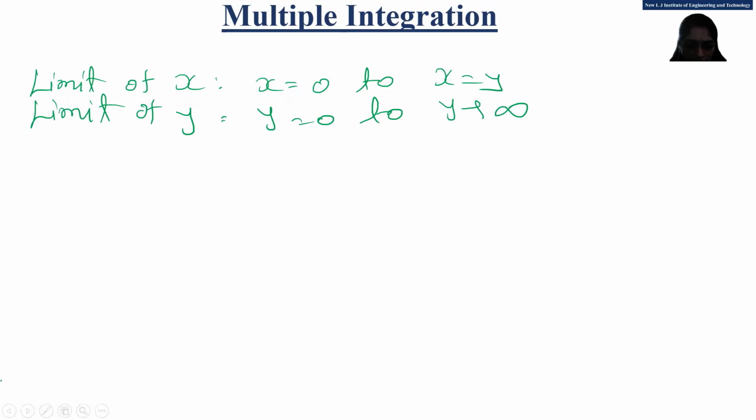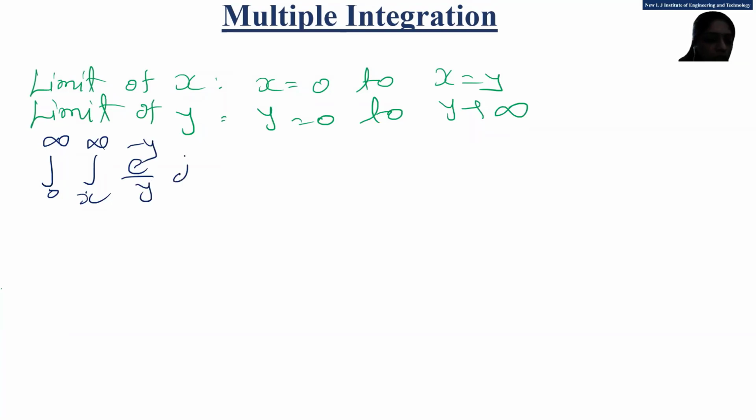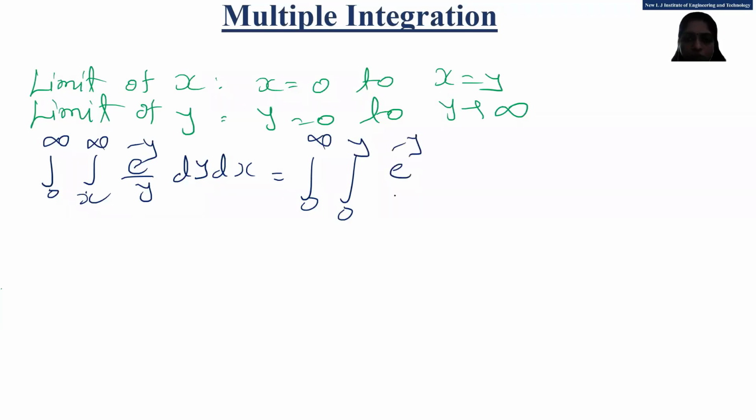They ask for the evaluation also, right? So for the evaluation of the example, what is our given data? Our given data is integral 0 to infinity, x to infinity, e raised to minus y upon y dy dx. But this will convert to y from 0 to infinity, and x from 0 to y, e raised to minus y upon y dx dy, right? These limits will convert into this form. This is the vertical limit, this is the horizontal limit.